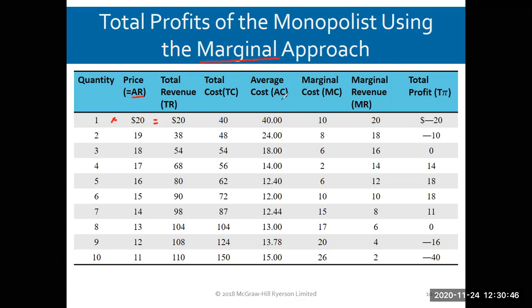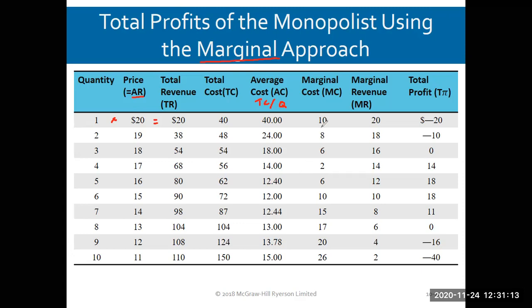So the first thing we do is we have to calculate average total cost. So we take total cost of 40 divided by the quantity. Remember, average cost is just total cost divided by quantity. And we do that all the way down, and we find that the average cost falls to a minimum. That's at 12, and then turns around and rises again, just like we know average cost does from way long ago in our cost chapters.